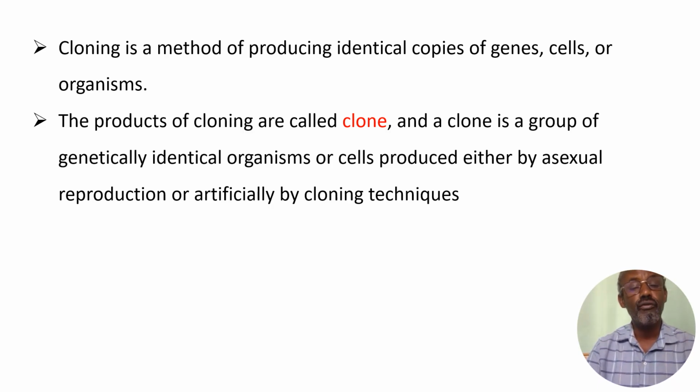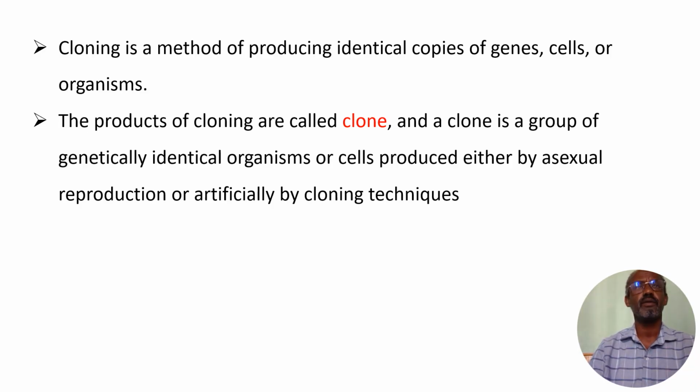The products of cloning are called clones. A clone is a group of genetically identical organisms or cells produced either by asexual reproduction or artificially by cloning techniques. For example, what are identical twins? They are clones. Same genetic material, exactly the same.